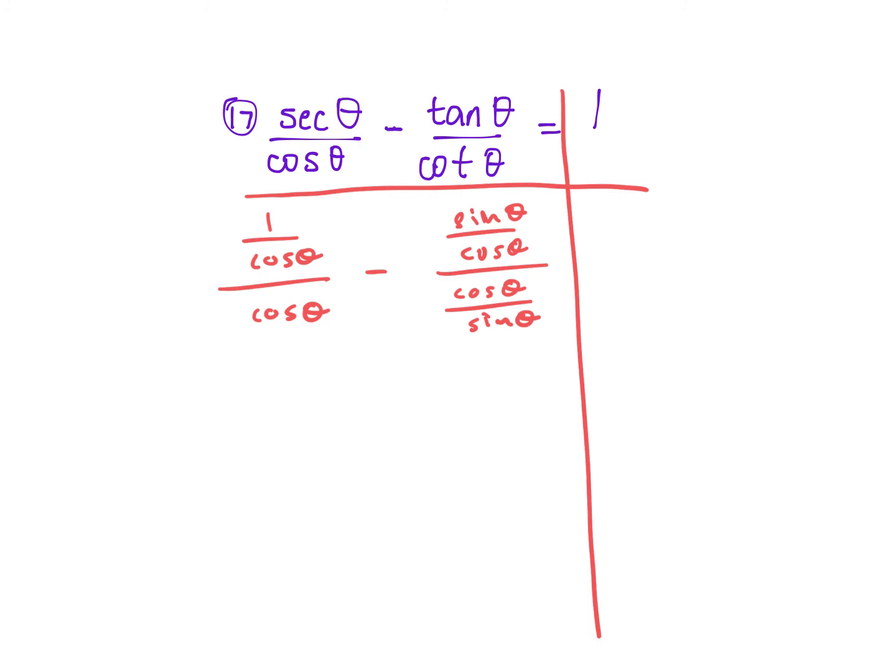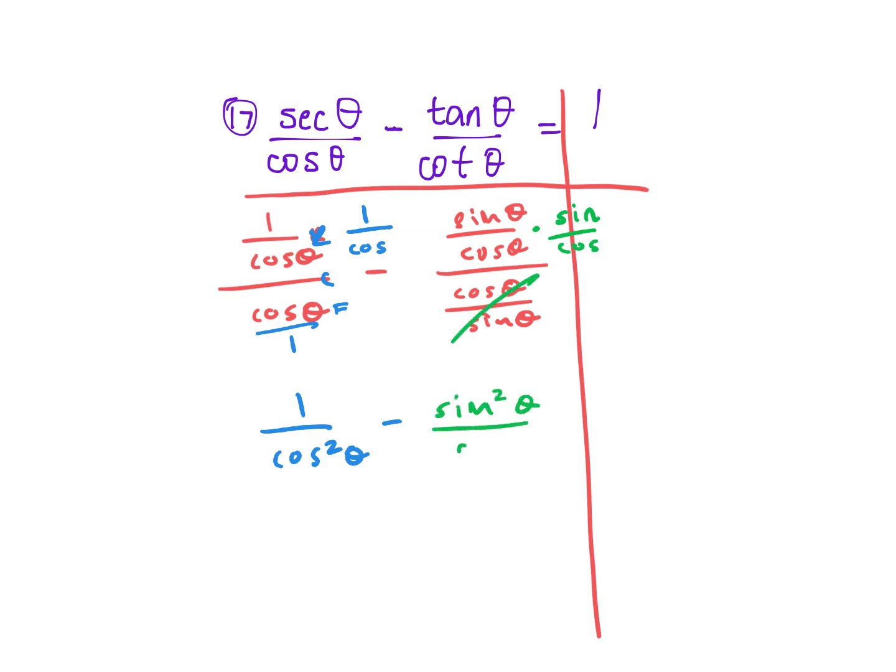Just be careful. If you keep the top, change to multiplication, and flip the bottom, it is cosine over 1, so when you flip it, it's 1 over cosine. So when you multiply this, you get 1 over cosine squared. So be careful. And then on the right side, we keep change flip also. Is that what you did, Logan? Okay. So then keep the top, change to multiplication, flip the bottom to be sine over cosine. So then when we multiply those together, we get sine squared over cosine squared.